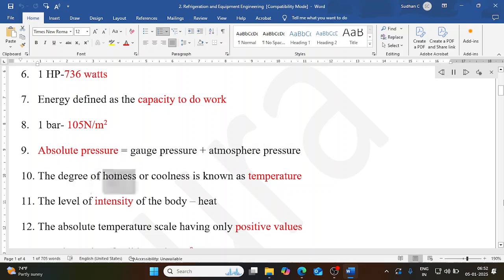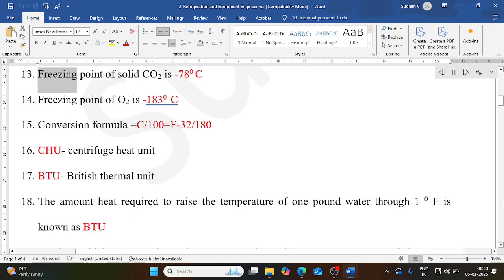The degree of hotness or coolness is known as temperature. It is the level of intensity of heat in the body. The absolute temperature scale has only positive values. The freezing point of solid CO2 is -78°C.